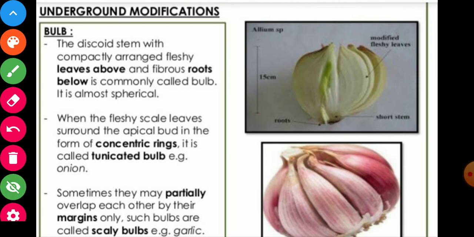Underground modifications like bulb, like onion bulb, have fleshy leaves. When the fleshy scale leaves surround the apical bud and form concentric rings, it is called a tunicated bulb, like in onion. Sometimes they may partially overlap each other by their margins, like in garlic.